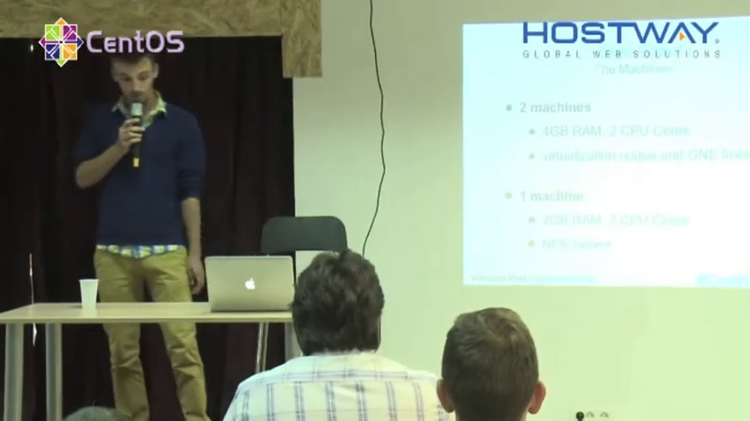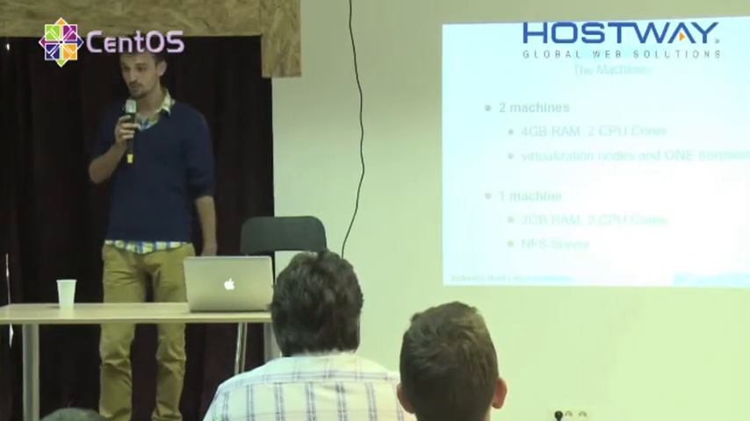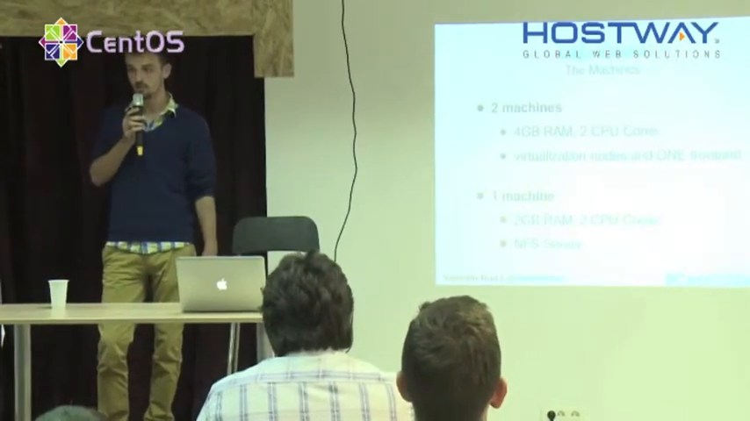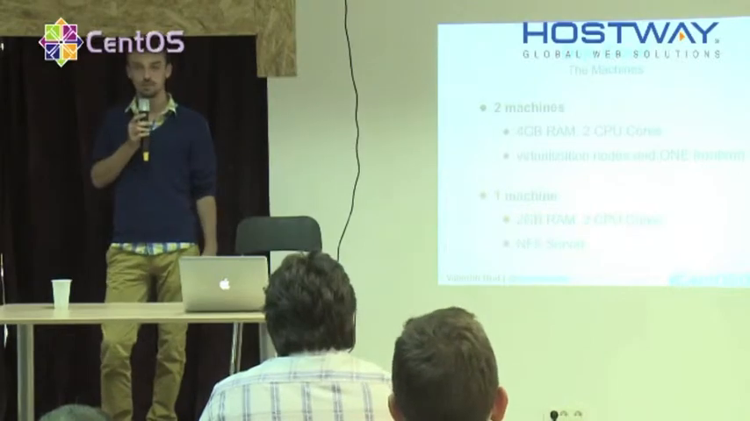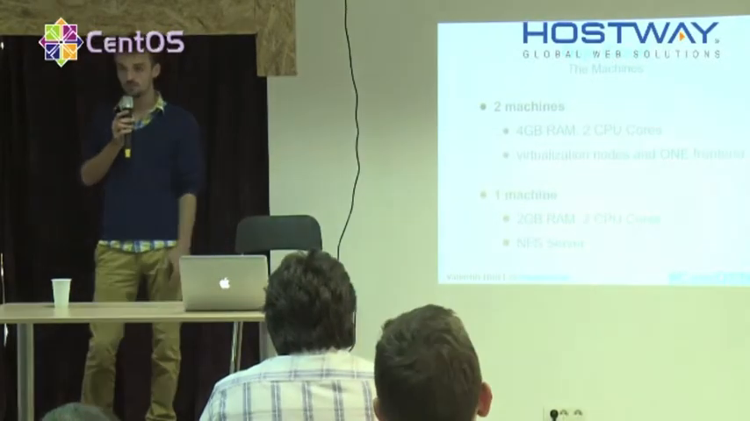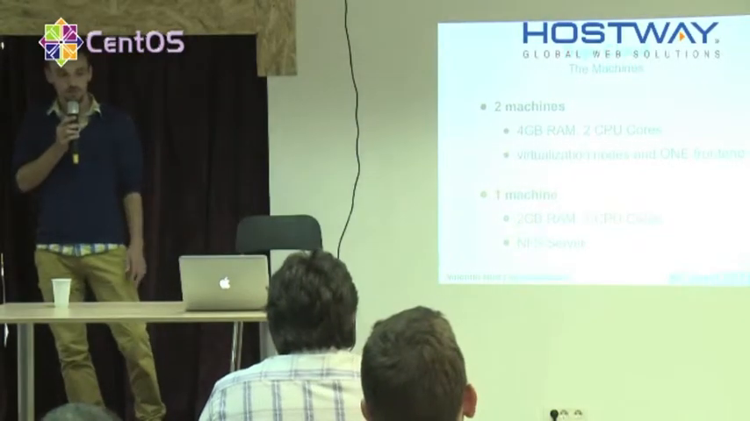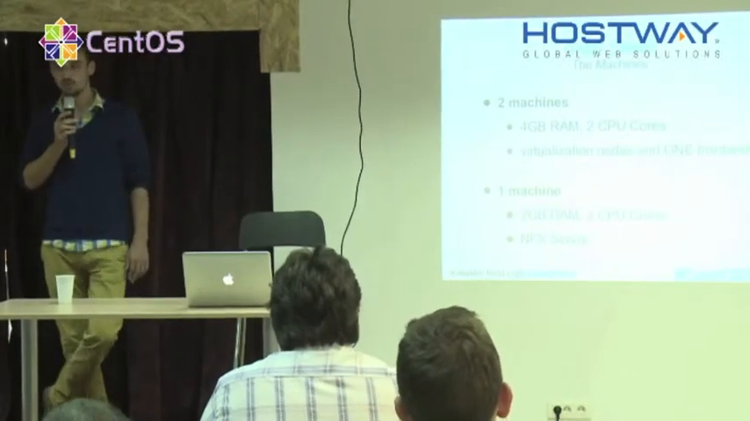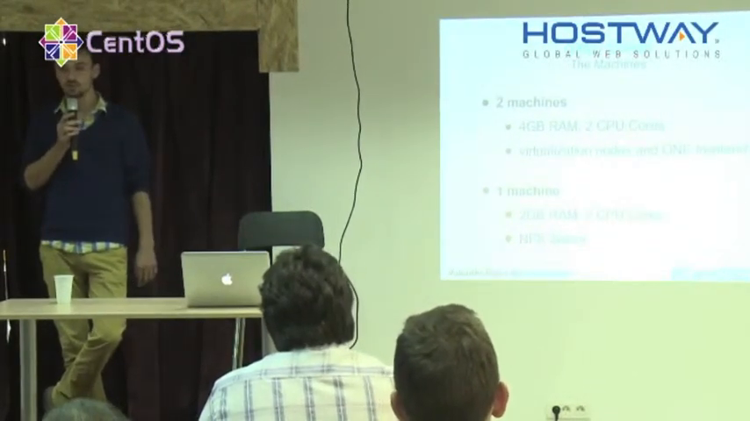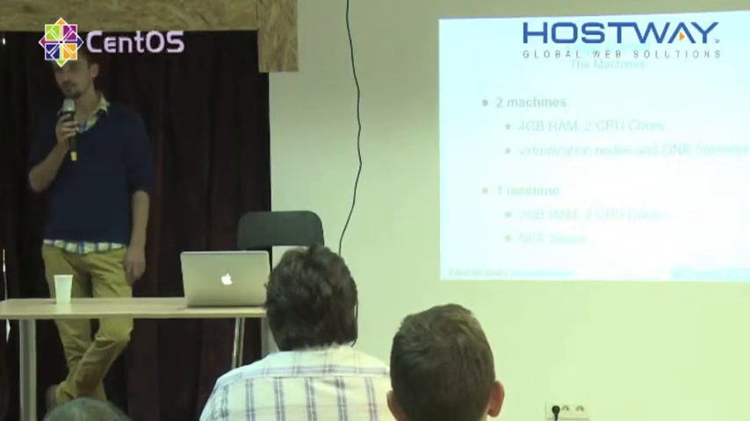Okay, so our Dojo Cloud is made up of three machines. I will go as simple as possible to not complicate the matters, just to make a proof of concept cloud on OpenNebula using CentOS. Two machines with 4 GB of RAM, 2 CPU cores, which I use for the virtualization, the compute nodes, and the front end.